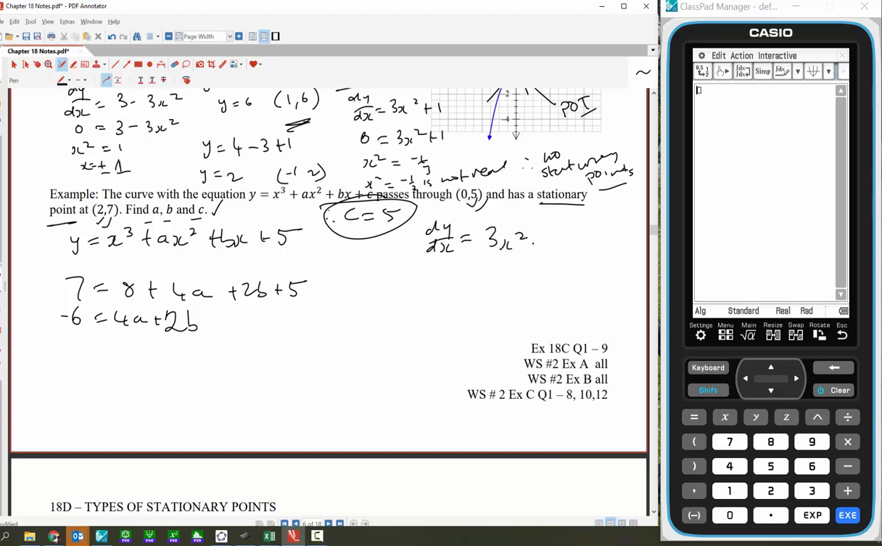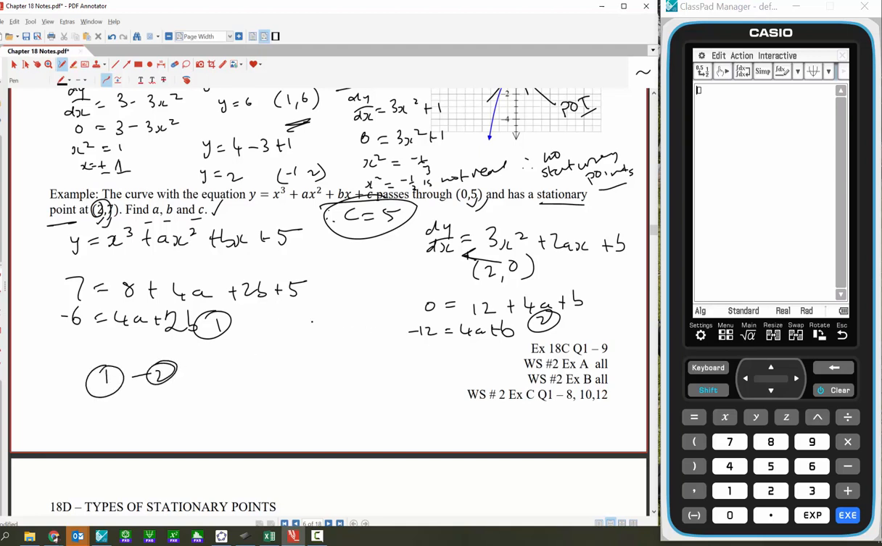which equals 3x squared plus 2ax plus b, what I know is that when x is equal to 2, at this point here, the gradient is equal to 0. So let's pop 0 in. 3 4s are 12 plus 4a plus b. Negative 12 equals 4a plus b. Let's call this 1 and call this 2, and we'll do 1 take away 2. So that's negative 6 take away negative 12, 6. 4a chops out, 2b is equal to 6 wait, so b is equal to 6.